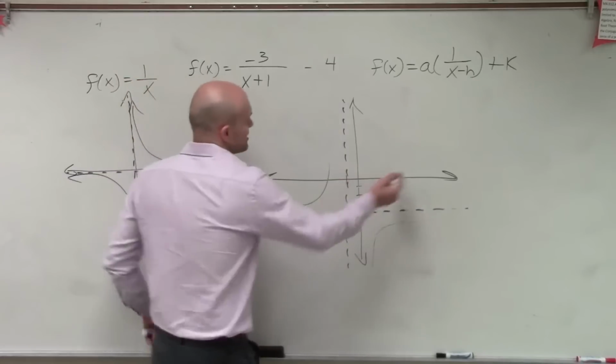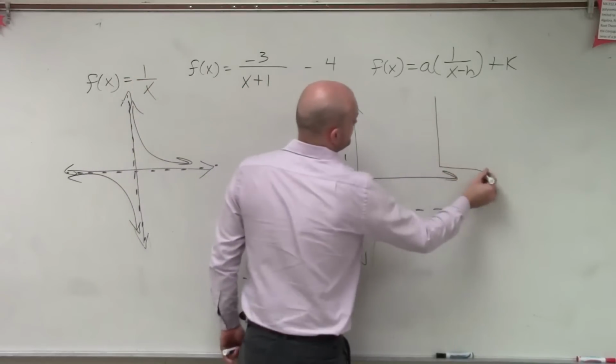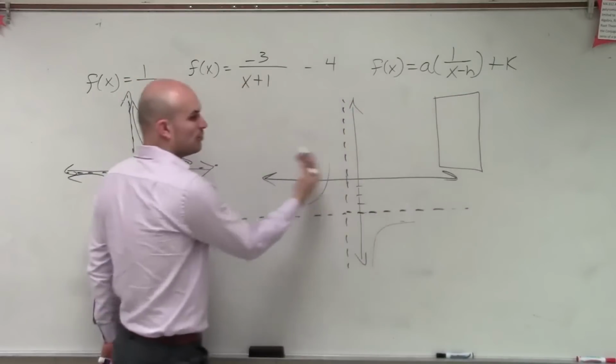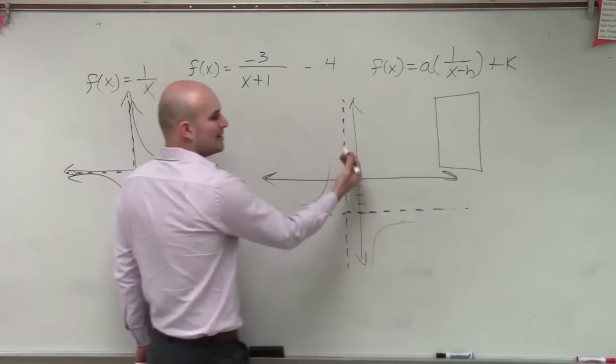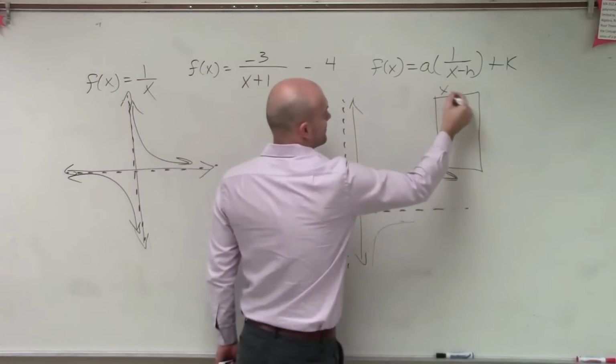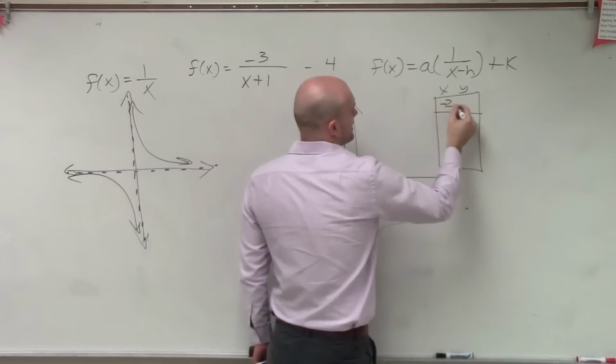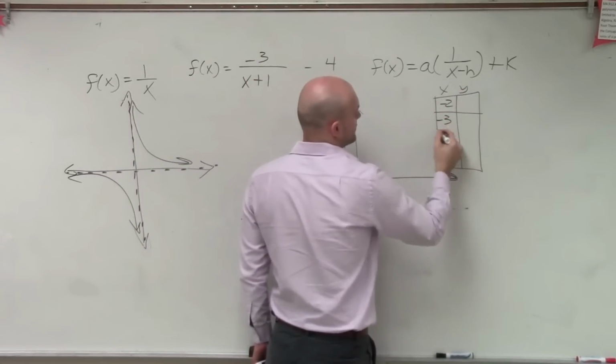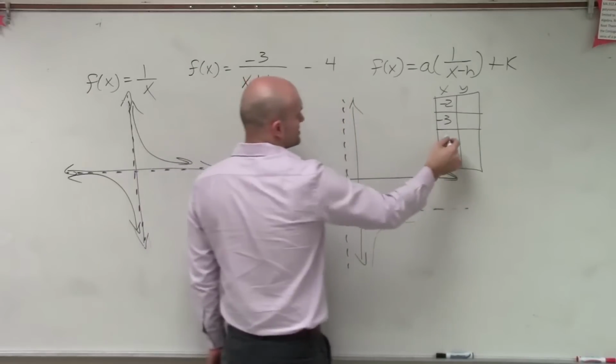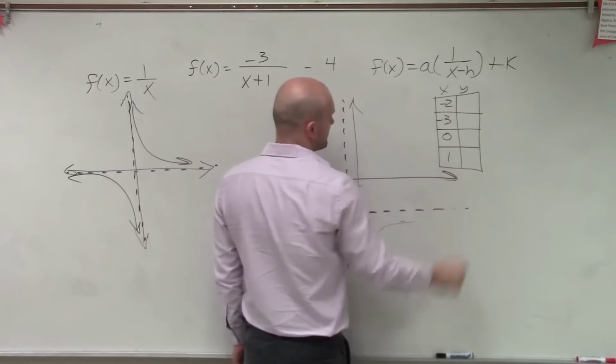So when I do my table of values, I'm going to do 2 points to the left of the vertical asymptote and 2 points to the right. So since x is equal to -1, I'll do -2 and -3. And then I'll do 0 and 1.